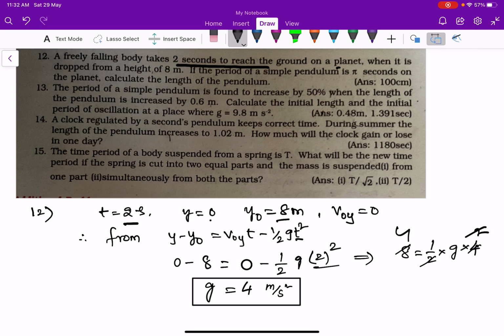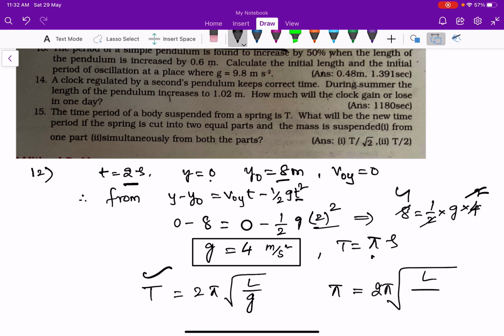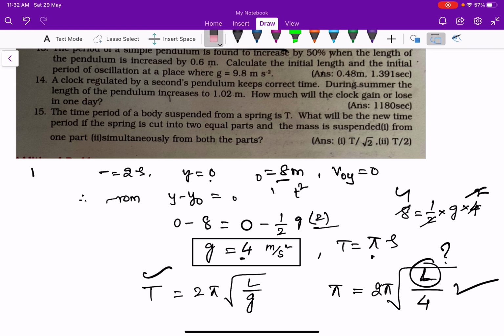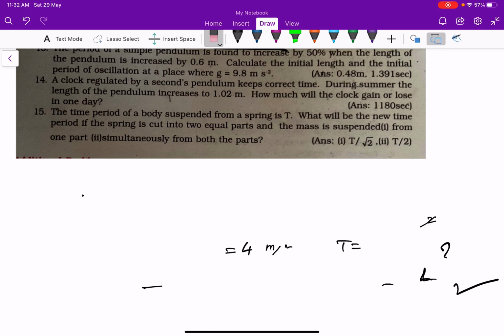So the question is about: if the time period of the simple pendulum is 5 seconds on the planet, calculate the length of the pendulum. We know time period T equal to 2 pi root of L by g. Here the time period is given, pi equal to 2 pi under root of L by g, where g is equal to 4. So here the unknown thing is only L. You can find it out using this relation.